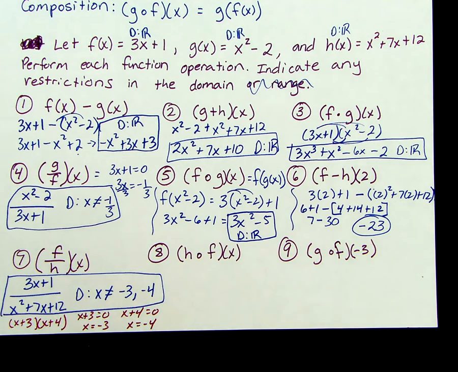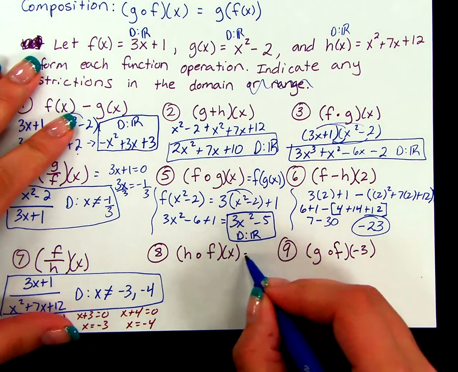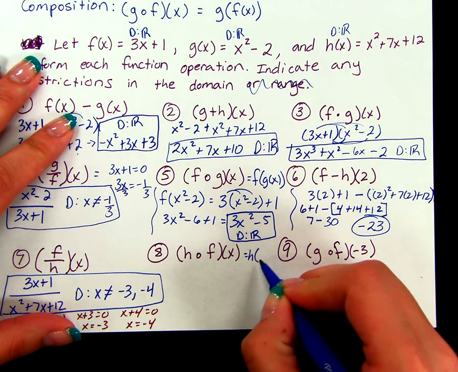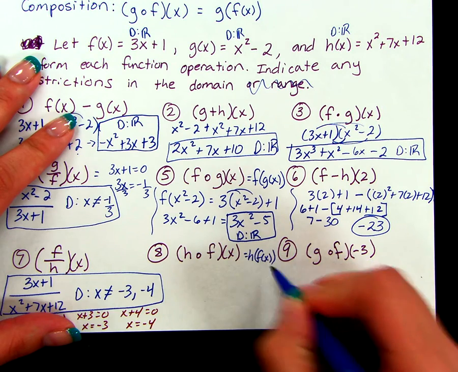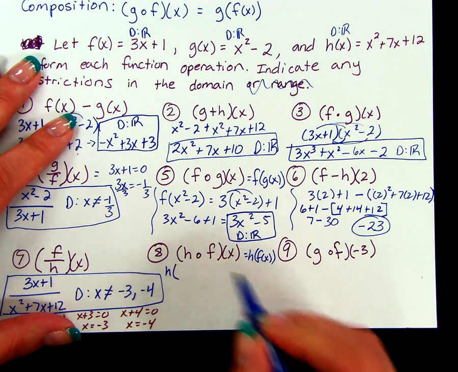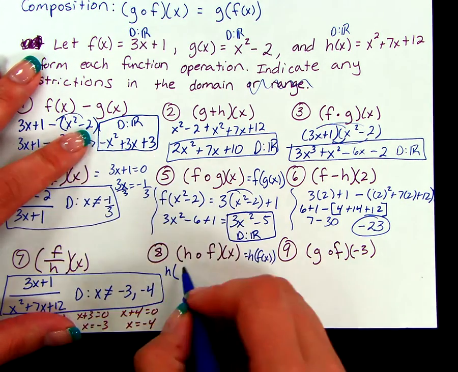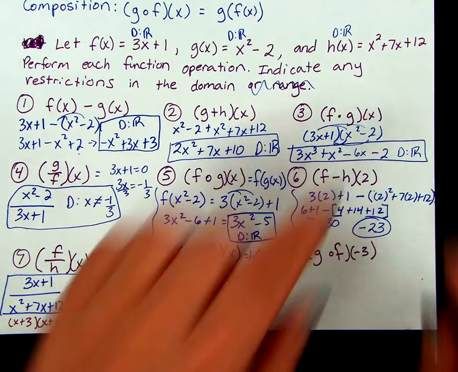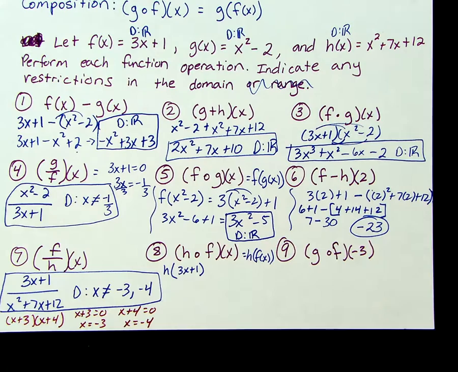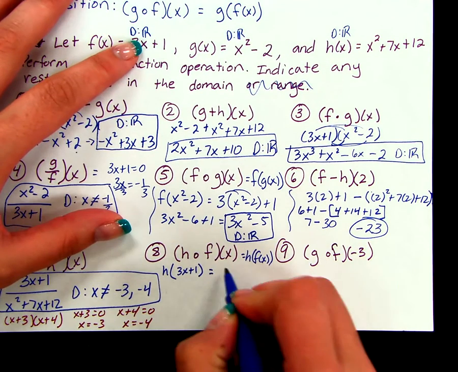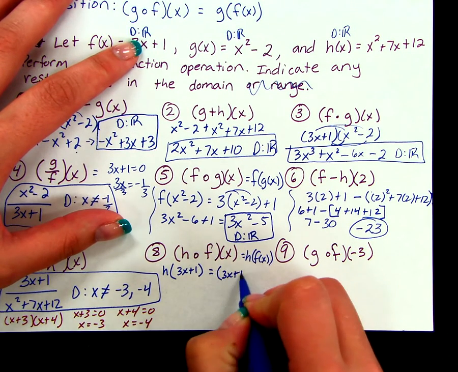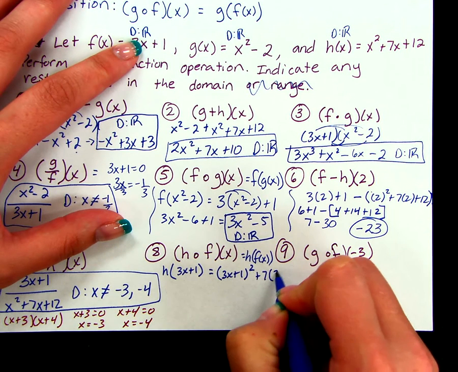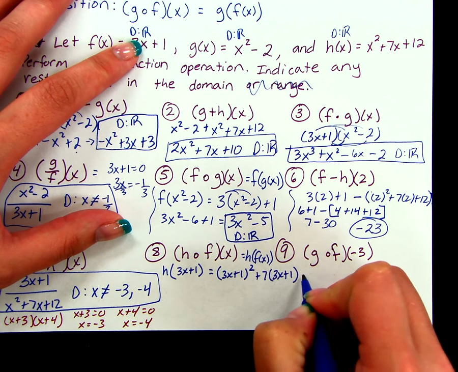All right, 8, we are back to a composition. So again, this is asking us to put the f of x equation into the h equation. So we're doing h of f of x. So our f of x equation is 3x plus 1. So again, I'm going to replace all the x's, and we have 2 this time, so 2 x's. So this will be 3x plus 1 squared plus 7 times the quantity of 3x plus 1 and plus 12.